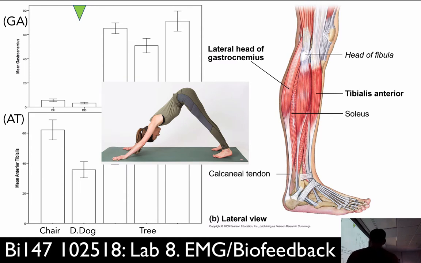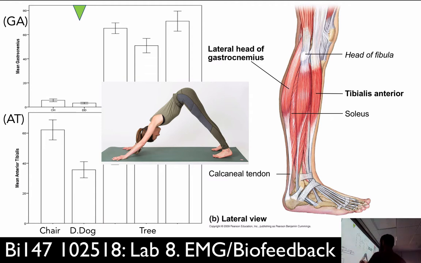So downward dog, we see these people who have a fairly advanced practice, they are releasing their gastrocnemius so that the heel can come down towards the mat. And the anterior tibial in these people is not engaged as much.